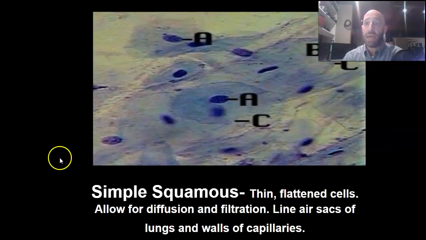Okay, so the first type of epithelial tissue is what we call simple squamous. Simple meaning a single layer, and squamous meaning flattened cells. So these are going to be thin and flattened cells, a single layer thin. So we're talking about extremely thin. And what's the job of your simple squamous tissue?